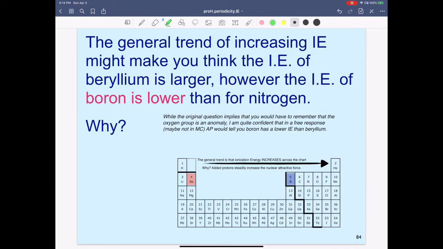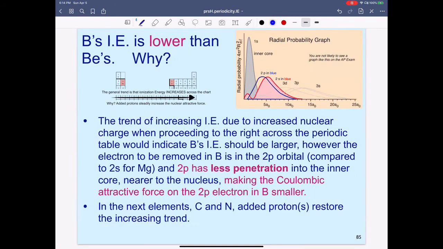Let's take a look at the other blip, which happened in column 3. Why is it that boron is lower than beryllium? I realize now that it says nitrogen here. This should say beryllium, as I've highlighted down below. Let's take a look. It's been corrected here. So why is it that boron is lower than beryllium if the general trend is increasing across the chart?